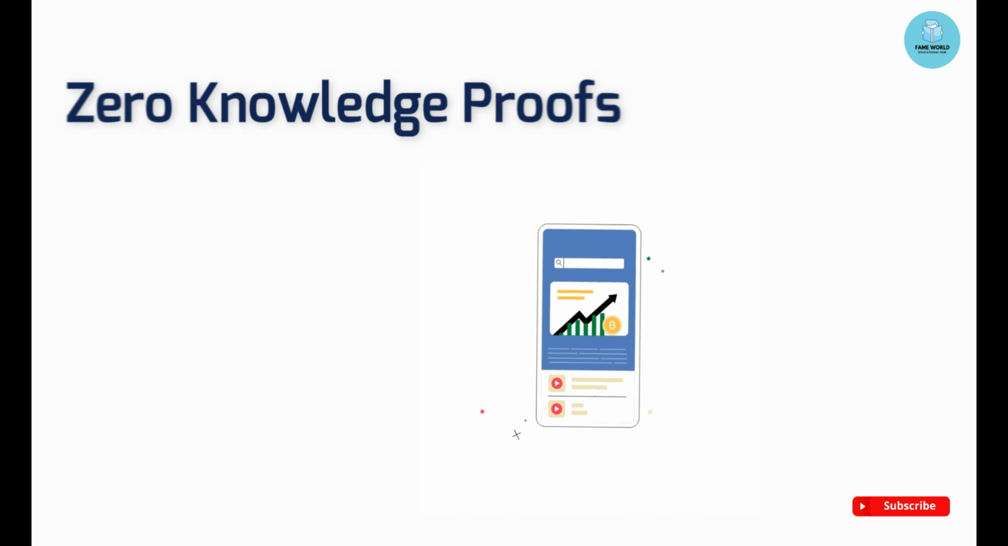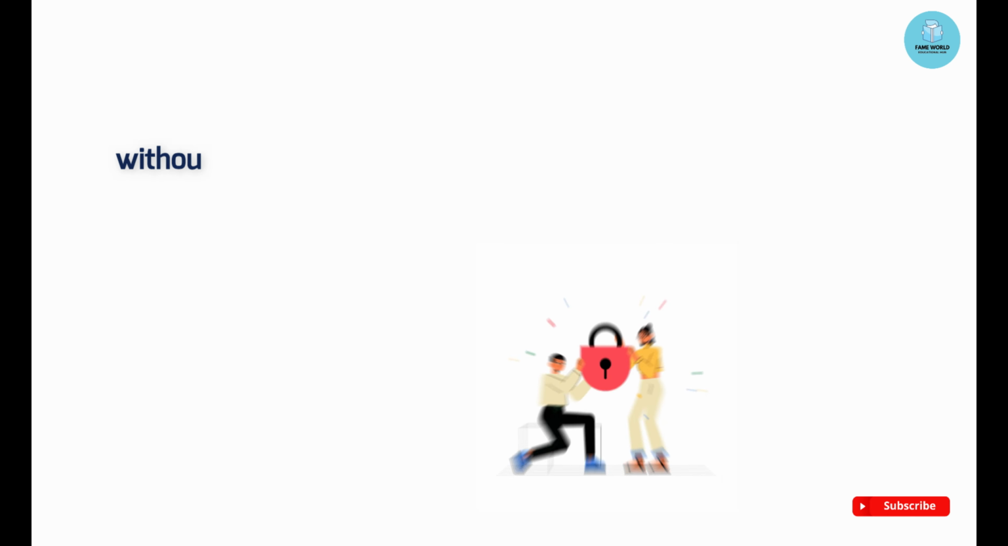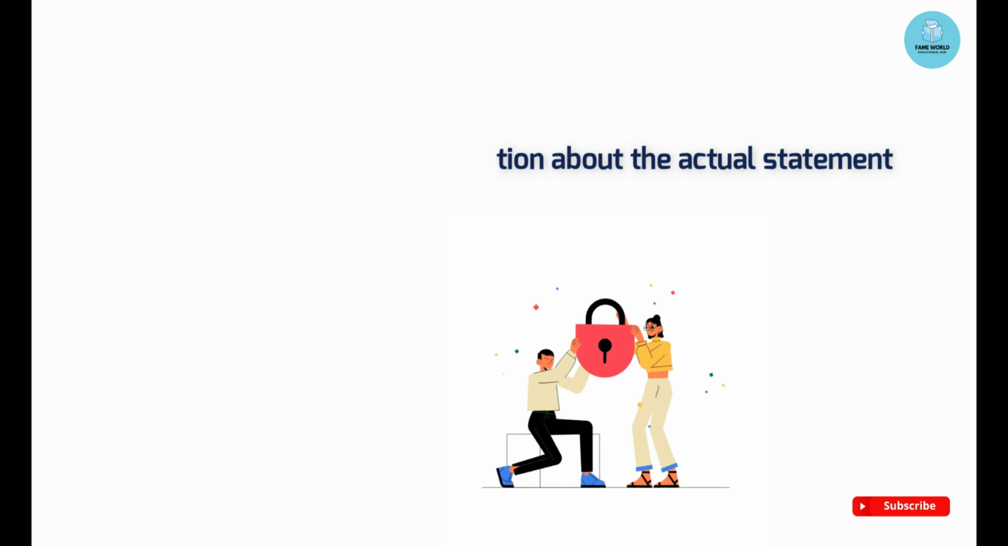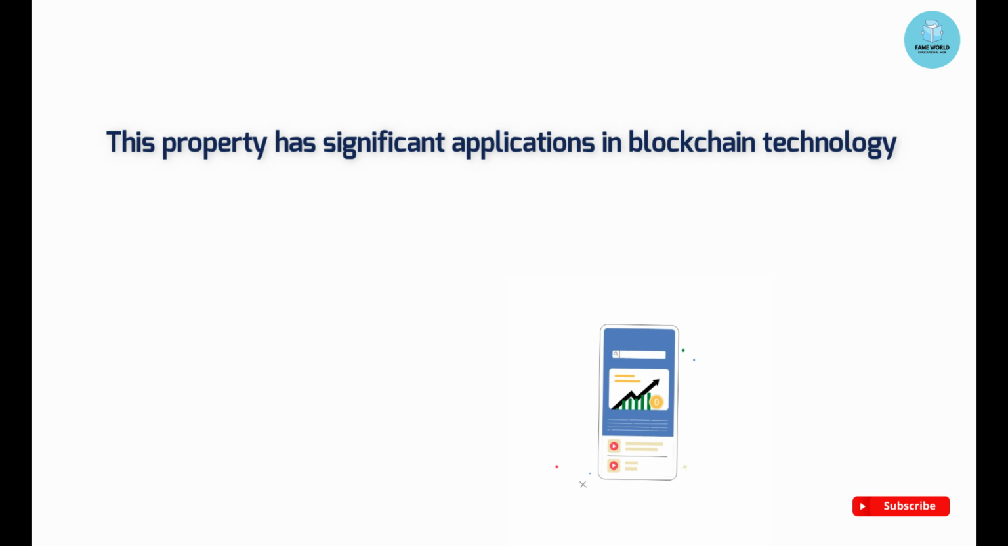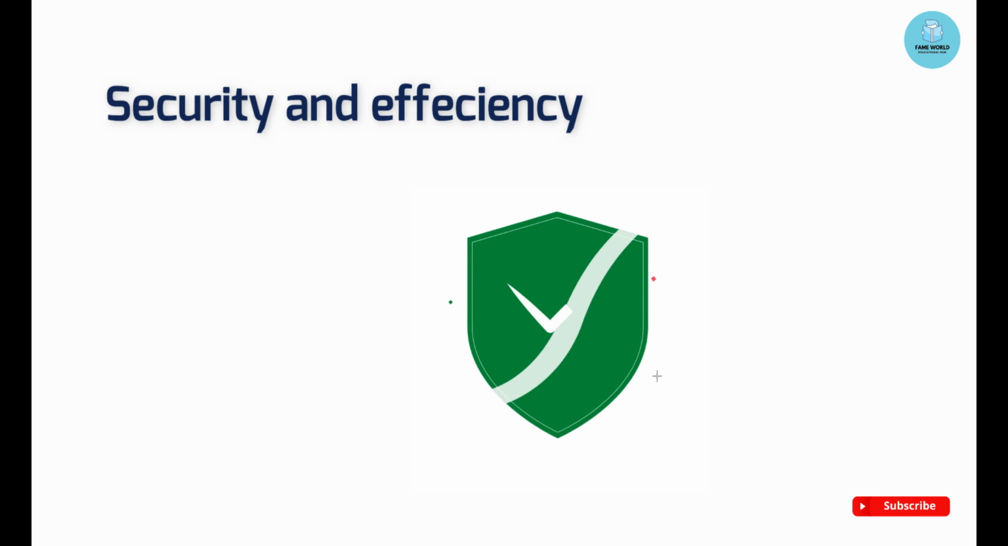Zero knowledge proofs are cryptographic techniques that allow a prover to demonstrate the validity of a statement to a verifier without revealing any information about the statement. This property has significant applications in blockchain technology, enhancing privacy, security, and efficiency. Let's discuss some notable applications of zero knowledge proof in blockchain.